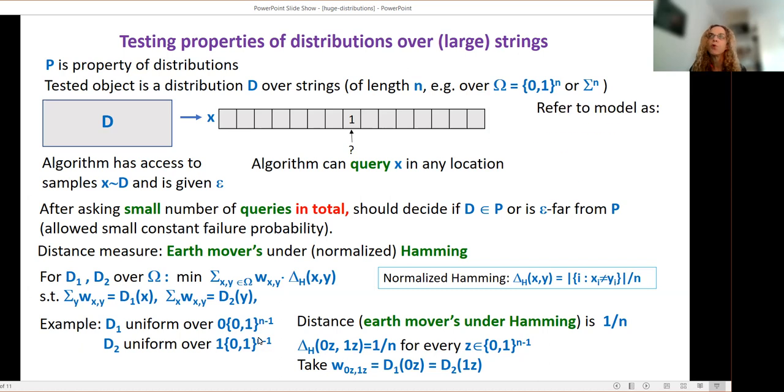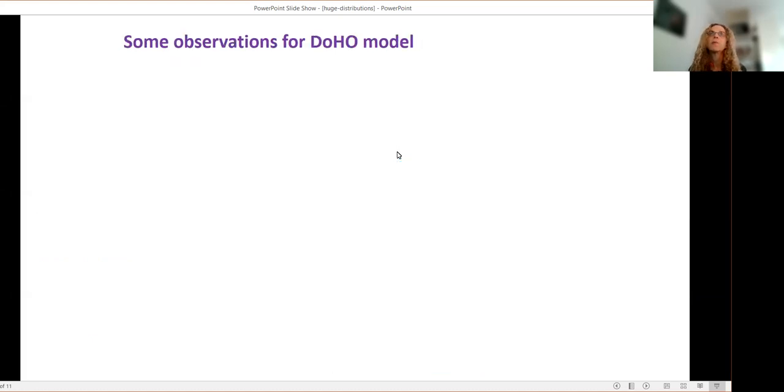And I'm going to refer to this model as distribution over huge objects, or the acronym will be DOHO, since we take into account both the fact that we have the number of domain elements over which the distribution is, and the length of the size of the elements. Let me start by a few observations to get into things about the DOHO model.